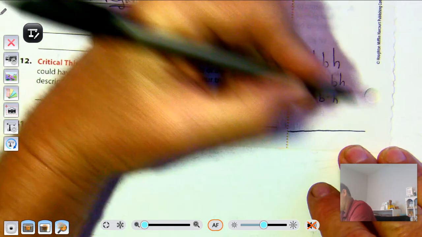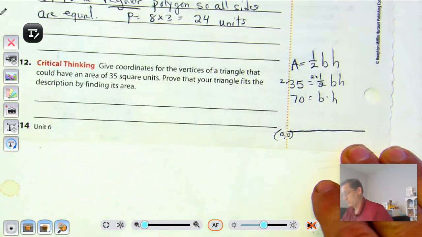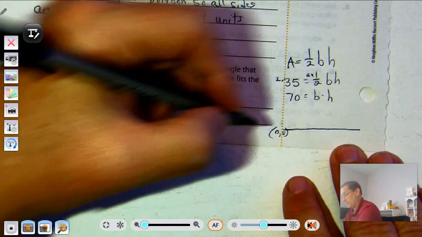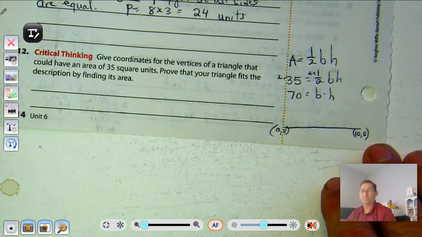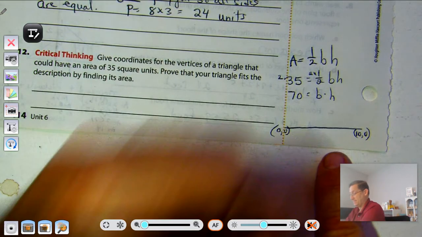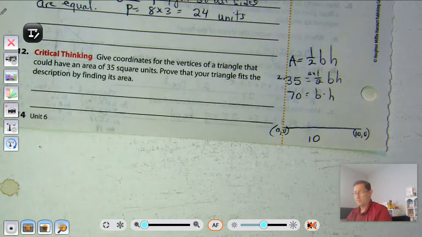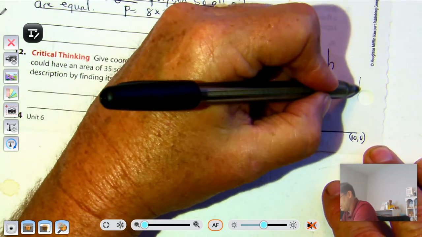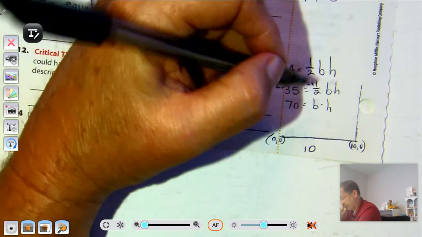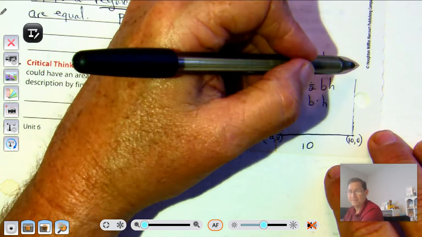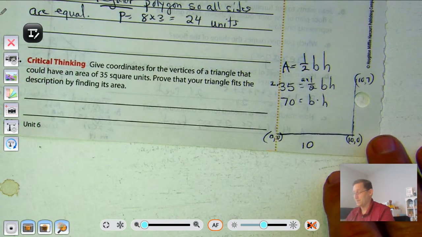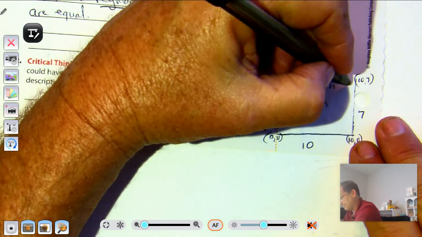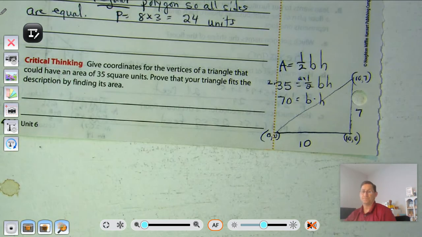So let's say we have a point at (0, 0), right? And then we're going to have another point at (10, 0). Well, that would be a distance of 10, right? Okay, and then we'd have to have a height of 7. So if we're at (10, 0) and we need a height of 7, then we'd have to be at (10, 7). That would give me a height of 7. And then we would just connect it there. Okay.